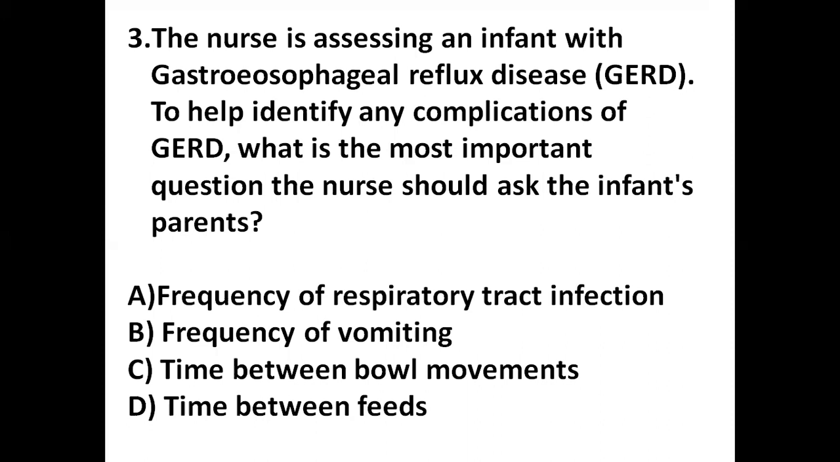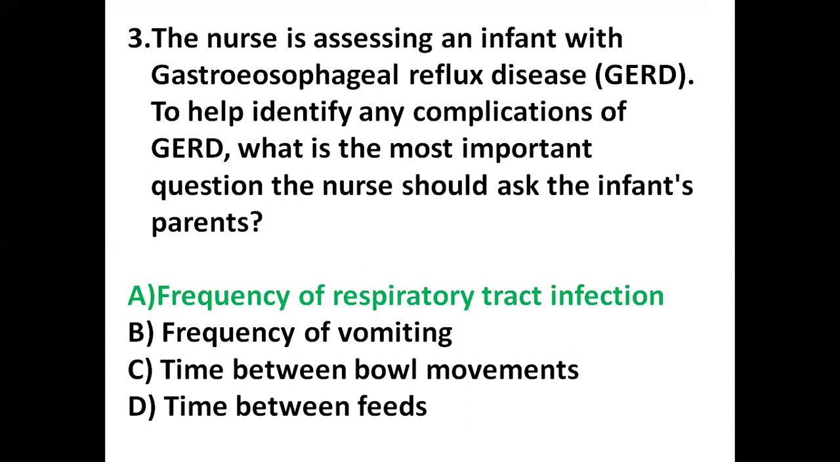Time between feeds is also not assessing, it is a treatment, okay? It is not assessing the complication. Here, the frequency of vomiting also does not fit. There is a complication called respiratory tract infection, because regurgitation and aspiration happened. Got the point? So what will be the answer? Frequency of respiratory tract infection, option A.